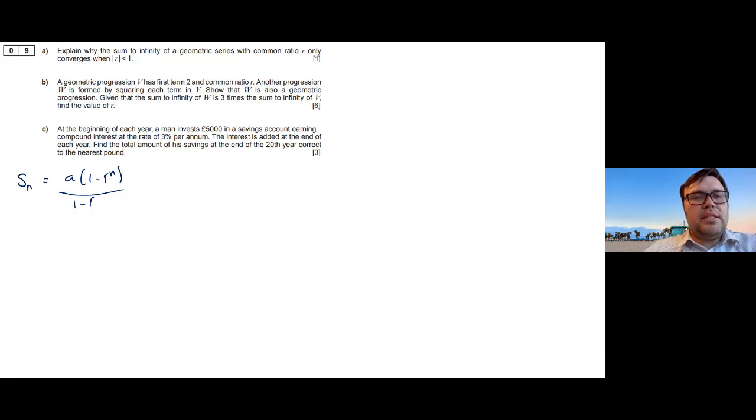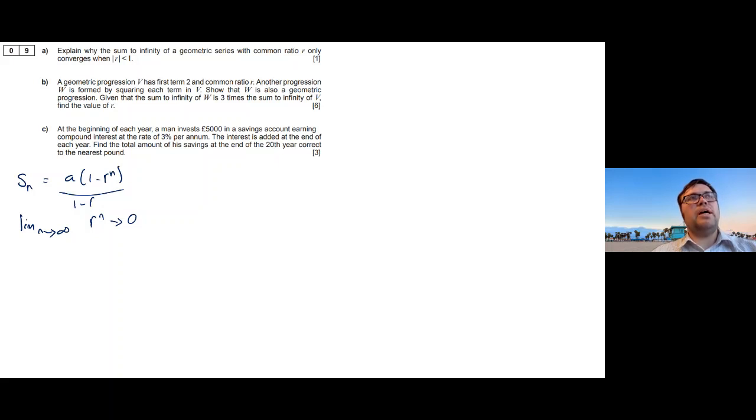So if it is the sum to infinity, we're saying that n is going to infinity, which would mean that if r was greater than 1 or less than minus 1, then that would be a really large number. If you think about it, 2 to the power infinity would be massive. So that value would just increase and go to infinity. But if r is a number between minus 1 and 1, then r to the n will tend towards 0 because you're making it smaller every time.